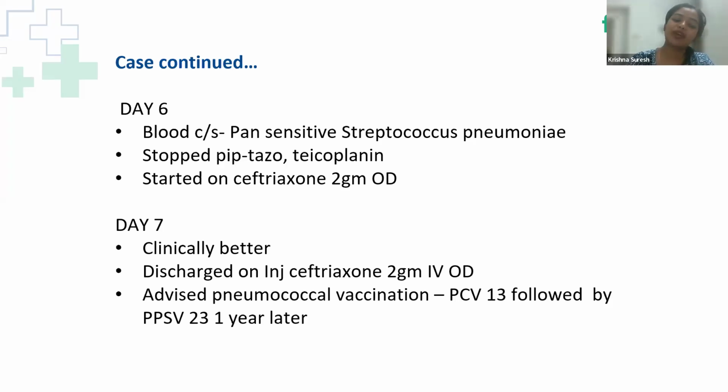And also, pneumococcal vaccination is recommended in patients who are immunocompromised, who have splenic dysfunction, and who have chronic heart, lung, and liver diseases. In that case, the schedule is PCV 13 followed by PPSV 23, 8 weeks later. So that is the prevention strategy.